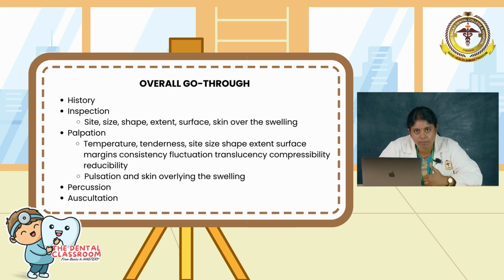Then I go for palpation. In palpation, I check for temperature, tenderness, and then I confirm the site, size, shape and extent, and then margins of the swelling, the consistency of the swelling, fluctuation, whether the swelling is translucent, and compressibility and reducibility, and also check for pulsation, whether the swelling is associated with any arteries or is close to the arteries, and the skin overlying the swelling. That's about palpation. And then if required, we'll go for percussion or auscultation.